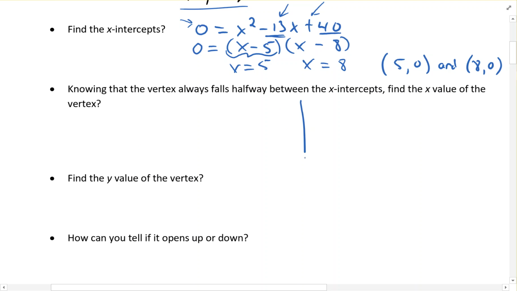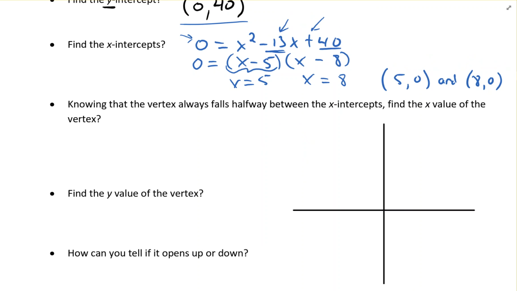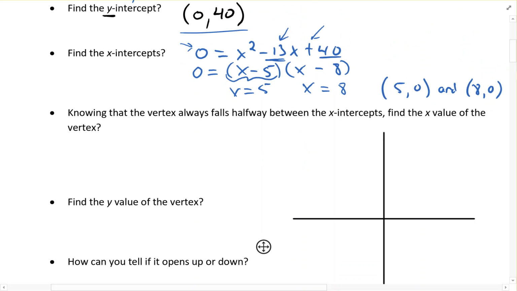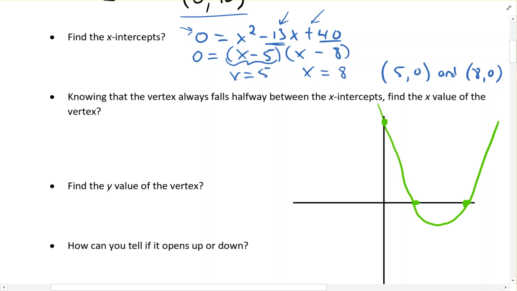that we've got a graph. So let's put down points for everything we know so far. The y-intercept is going to be at 40, so a big number up here. Our x-intercepts are going to be at 5 and 8, so something like that. I can even tell right now that this is going to do something like that, right? It might be quite a bit lower than I think down there, but that's the general shape.